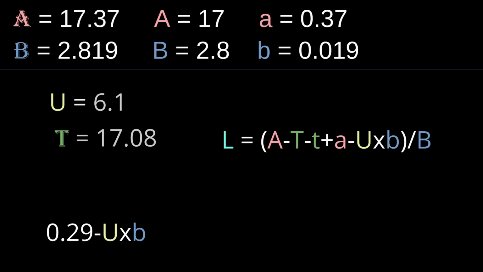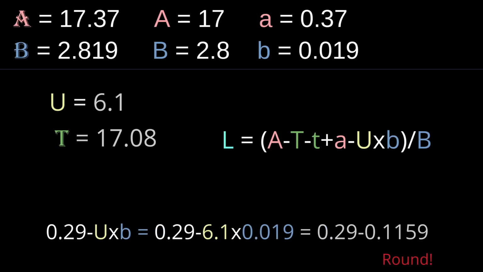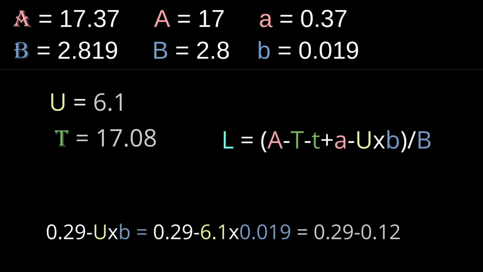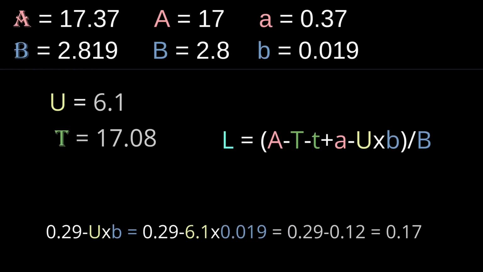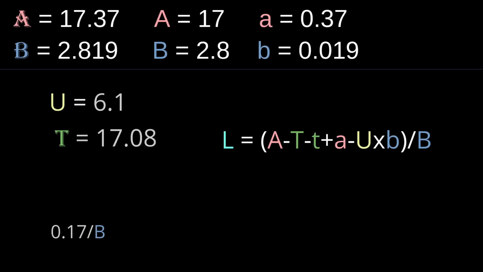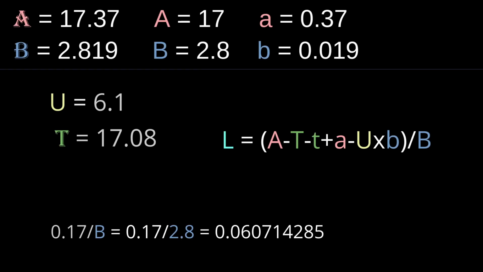For us, we're going to have L minus equals ub, which will give us 0.29 minus 6.1 multiplied by 0.019. And if you compute out that first multiplication there, you get negative 6.1 times 0.019 will give you negative 0.1159. And then you round that to negative 0.12. And then if you subtract that from 0.29, you end up with 0.17. And finally, we can divide by uppercase B. So 0.17 divided by uppercase B, which is 2.8, will give you 0.060714, etc. And that's going to be rounded to two digits. So we'll end up with 0.061.